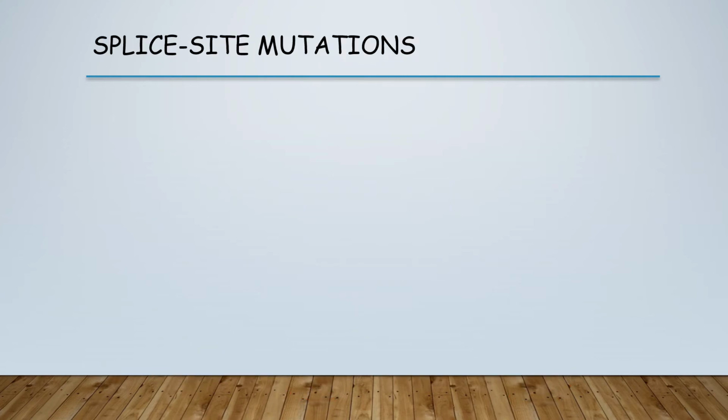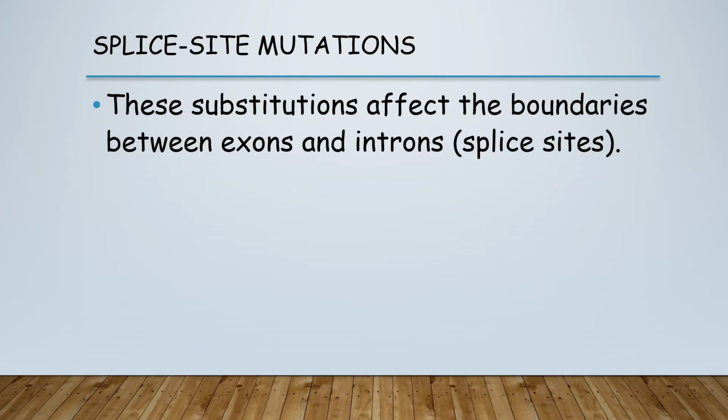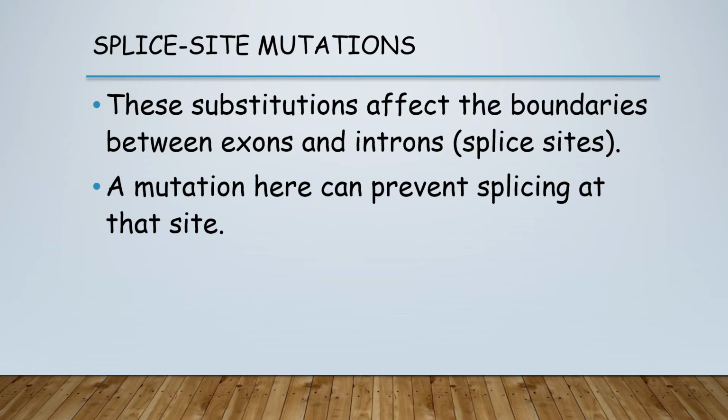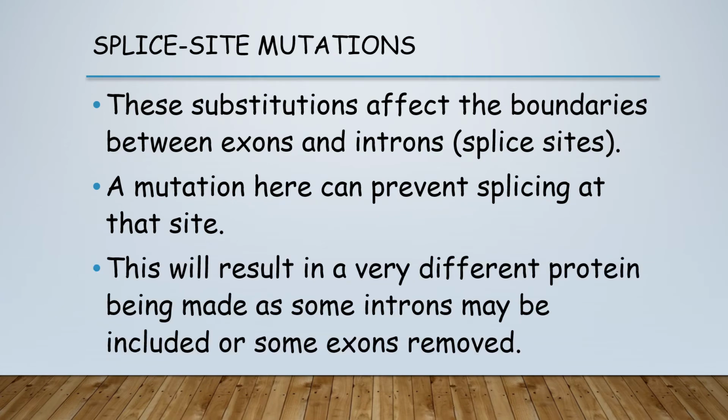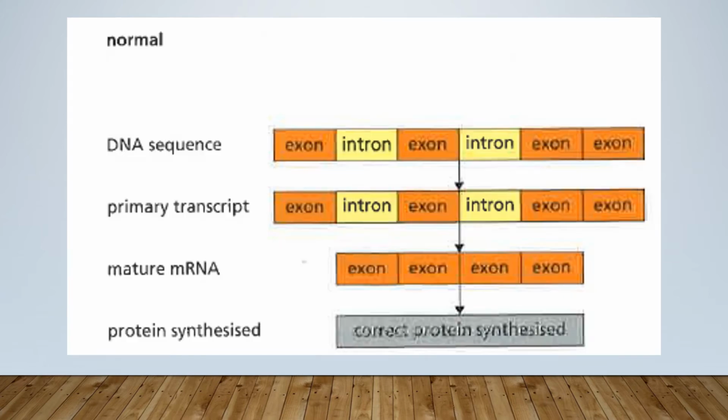The next impact of substitution mutations is on splice sites. So that is where we have the boundaries between exons and introns. That means that it might prevent splicing at that site. So it could end up we're getting a massively different protein. Some introns may be included and some exons removed. So here's a diagram of that happening.